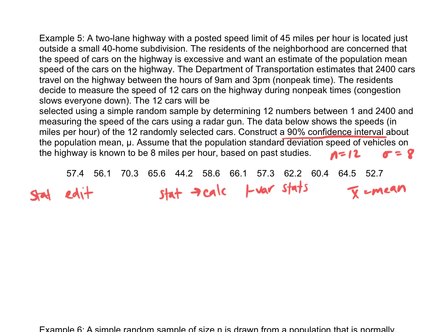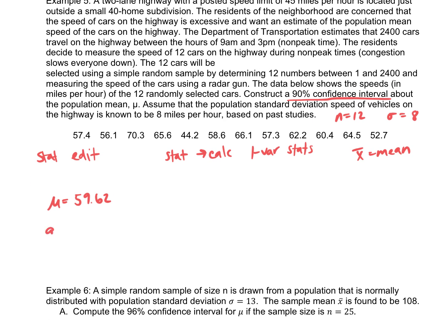So you should get the mean is 59.62, unless I did it wrong in the calculator. Well, I thought we went 4 decimal places. All right, a 90% confidence interval gives me a critical value of what? I get 1.64.